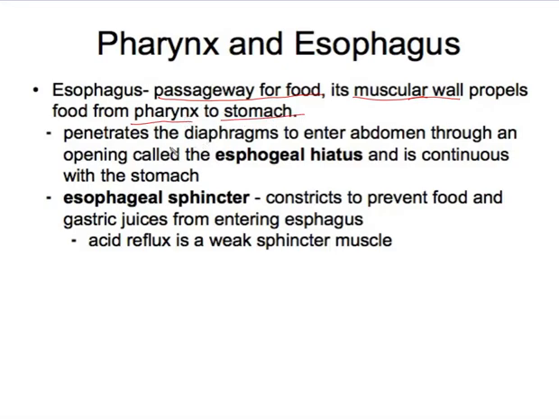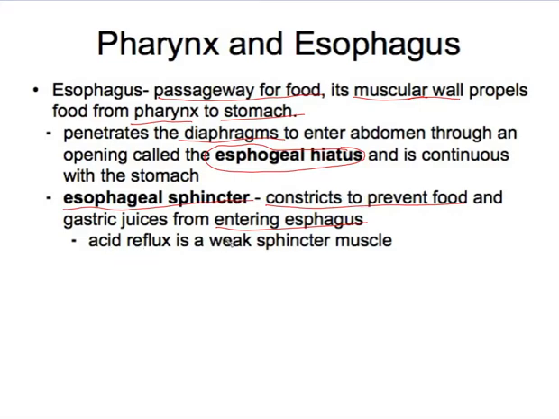This enters or penetrates your diaphragm at a point called the esophageal hiatus. Esophageal referring to the esophagus, hiatus being a gap or a break. So there's a break in your diaphragm where the esophagus passes through. But this hiatus is continuous with your stomach, which is right beneath it. So as it passes through this esophageal hiatus, food will travel through the esophageal sphincter. This is typically closed to prevent food and juices from entering the esophagus. So this is, again, closed to prevent things from going backwards.